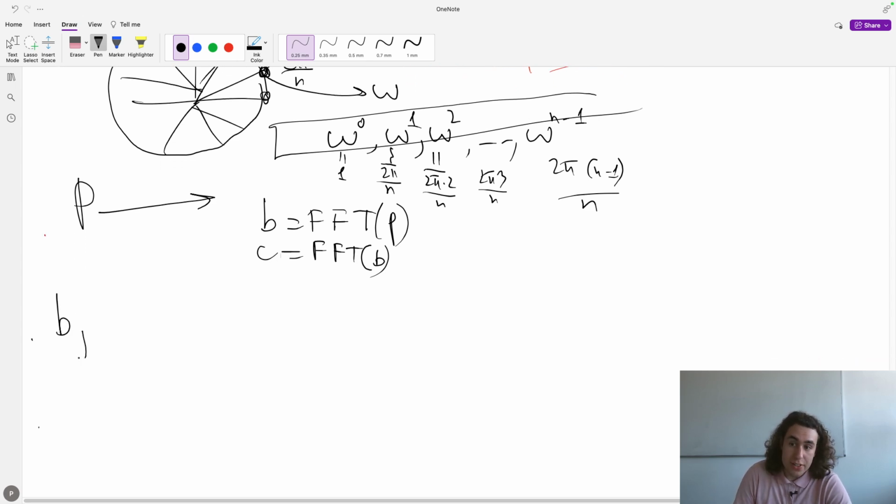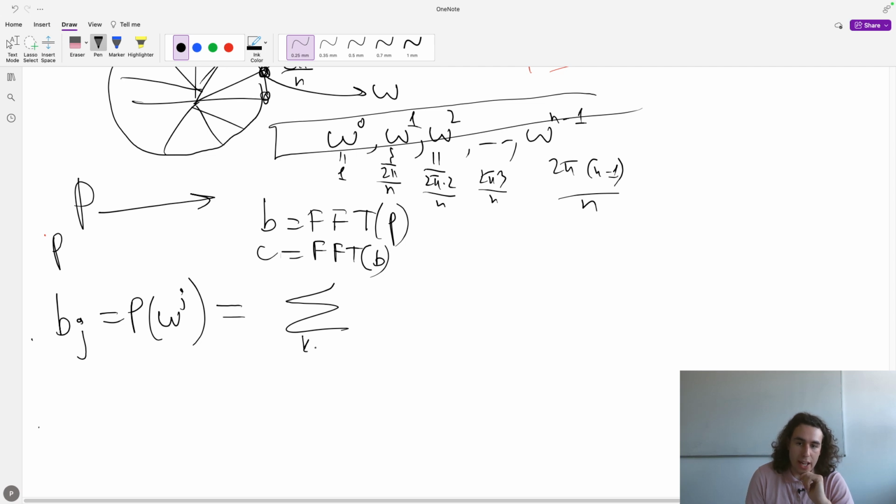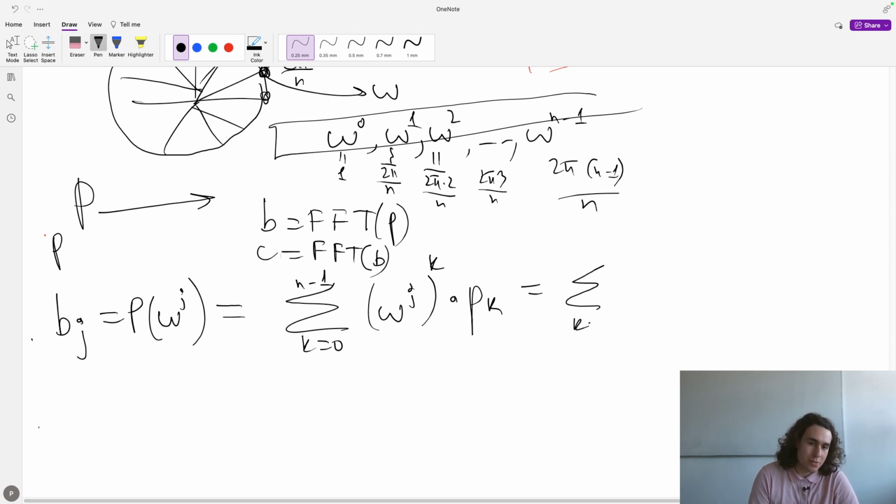Okay, let's just write the definition. bj is the value of p in point omega to the power of j, right? Which is the sum for k from 0 to n minus 1 of omega to the j to the power of k. We take x to the k, where x is omega to the j, times pk, right? And what is omega to the j to the k? It's just omega to the jk, times pk.